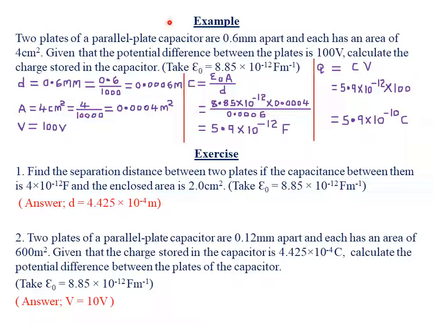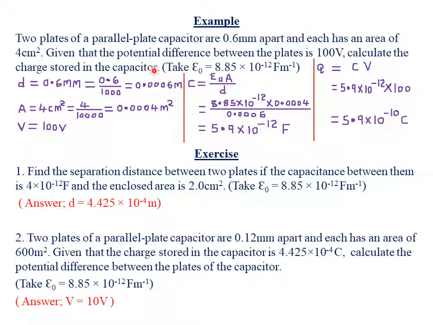Lastly, let's look at an example involving application of the formulas that we have just derived. So the question reads, two plates of a parallel plate capacitor are 0.6 millimeters apart, and each has an area of 4 square centimeters. Given that the potential difference between the plates is 100 volts, calculate the charge stored in the capacitor.